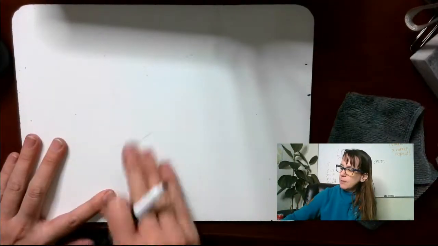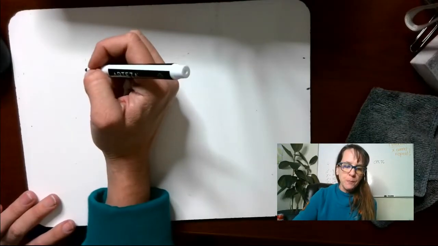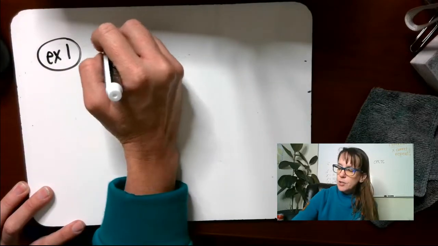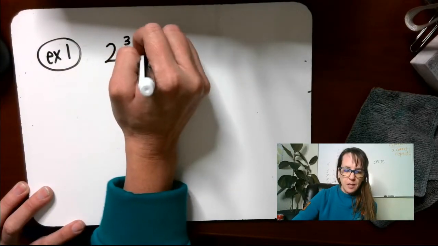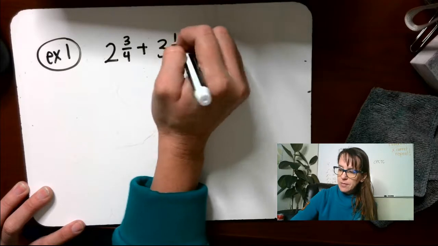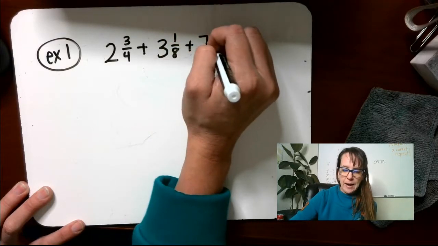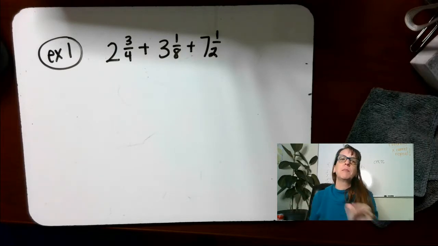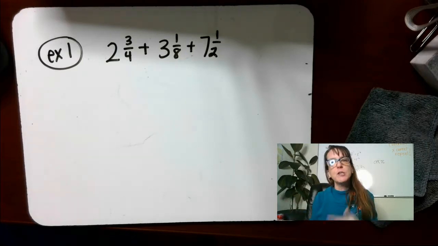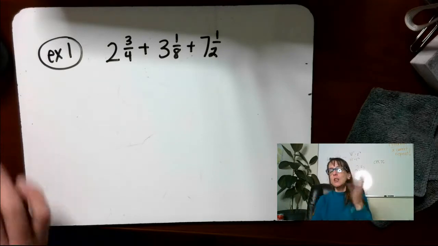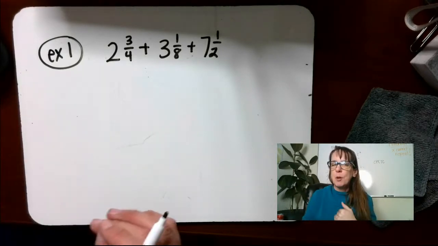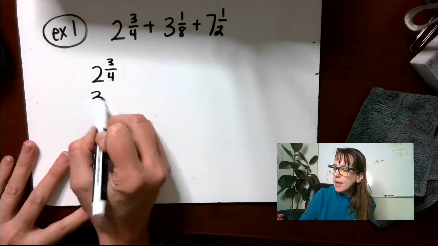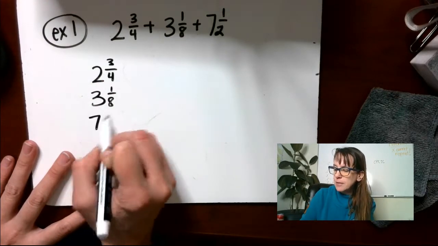You need to be taking notes to make sure that you have something you can go back and refer to. First things first, example number 1. Let's launch right into it. 2 3/4 plus 3 1/8 plus 7 1/2. Okay, so the easiest way to do these, you probably used to be told to turn it into an improper fraction, add them all up, and then turn it back into a mixed number. You could do that if you want. Totally fine. Personally, I think it's easier if you rewrite these. We're going to write them vertically, and we're going to deal with just the fraction bits.